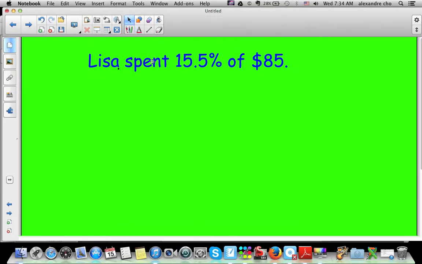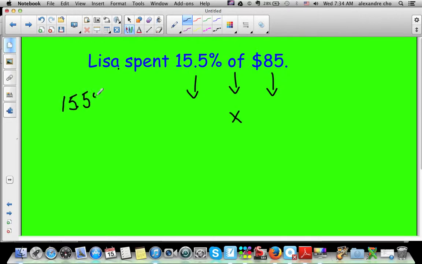So again, let's do this problem. Lisa spent 15.5% of $85. So at the bottom, I'm going to do what we wrote as our procedure. Step 1, 15.5%, that gets changed to a decimal. This one stays the same. So of means multiplication. Now, let me do 15.5% on the side here. There's a decimal somewhere here. Okay, so step 1, eliminate the percent sign. Step 2, move the decimal 2 spaces to the left. So that's my new decimal.